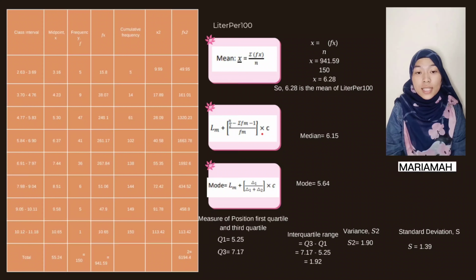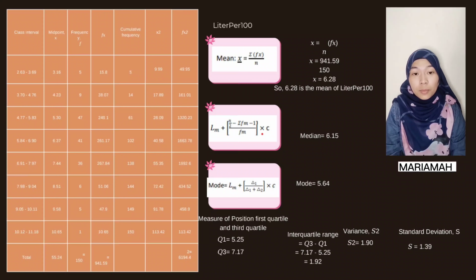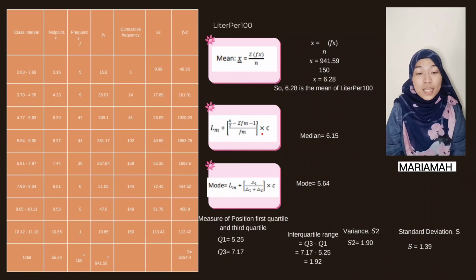The last measure of central tendency is the mode. The formula of the mode is Lm plus change 1 divided by change 1 plus change 2, multiplied by C. So the mode of liter per 100 is 5.64. Then I'm going to explain the second measures, which is the measures of position, that is divided into 2 parts, the first quartile and the third quartile. The formula for the first quartile is LQ1 plus F divided by FQ1 multiplied by C. And the first quartile for liter per 100 is 5.25.